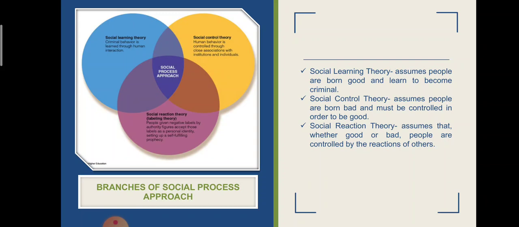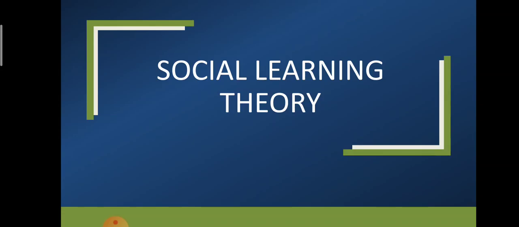So these are the three branches of the social process approach, which branch out into three theories that can also be explained under social process theories. So let's talk now about the social learning theory.